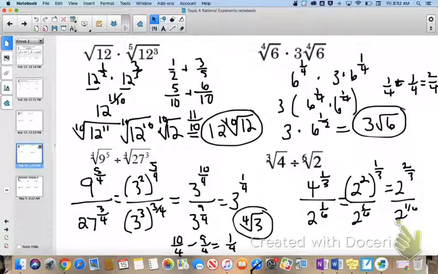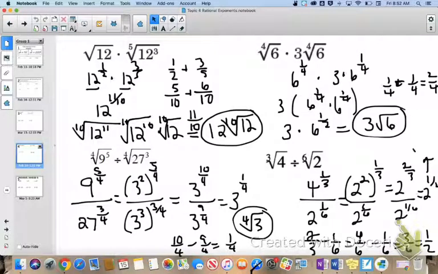So now when we have the like base, we subtract 2/3 minus 1/6. We need a common denominator. So that's going to be, let's see, 4/6 minus 1/6 is 3/6, which is 1/2. So we're going to end up with 2 to the 1/2, or the square root of 2.